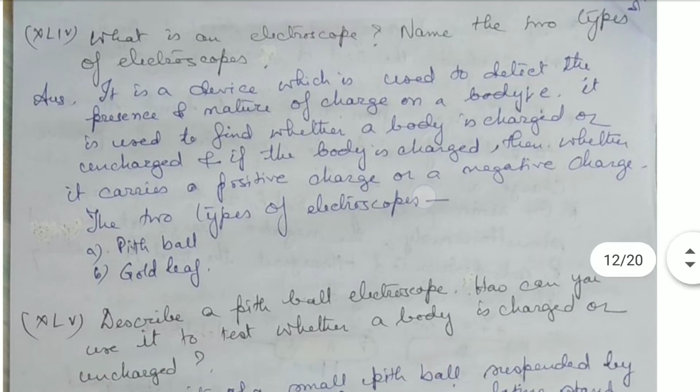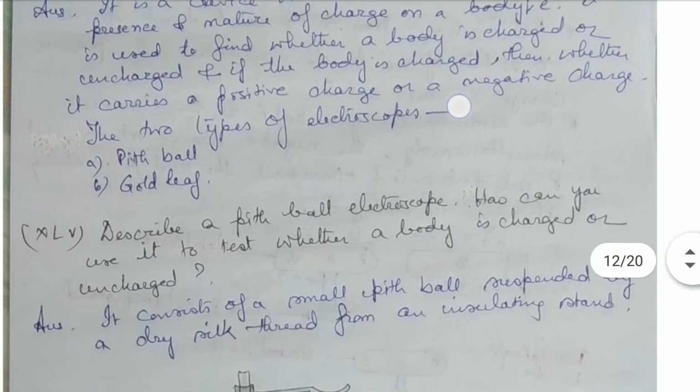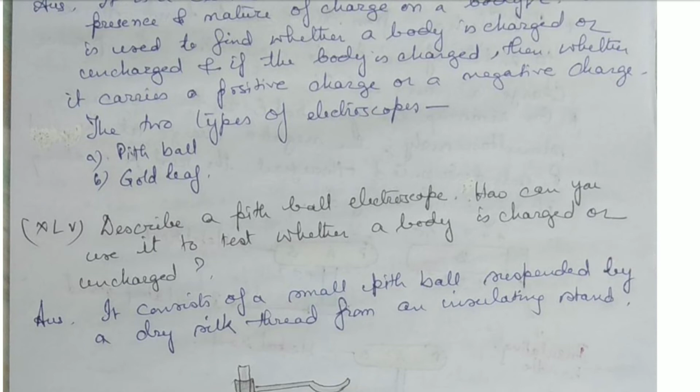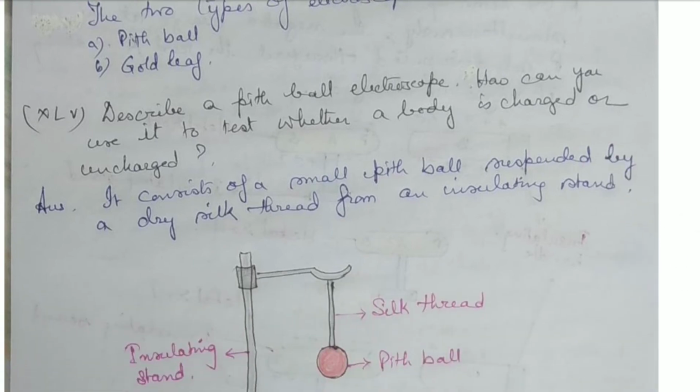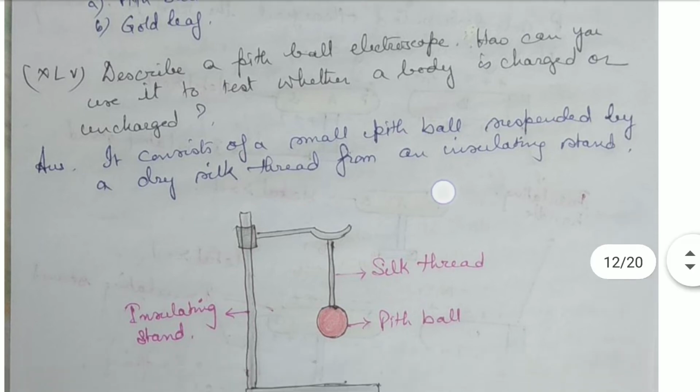I can say it is used to find whether a body is charged or not, or if the body is charged, then what type of charge is there in the body, that is positive or negative. Now there are two types of electroscope. One is pith ball and the other is gold leaf electroscope. Describe a pith ball electroscope. How can you use it to test whether a body is charged or uncharged?